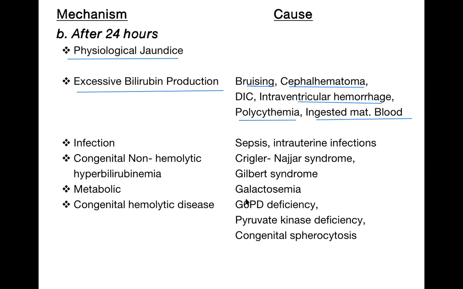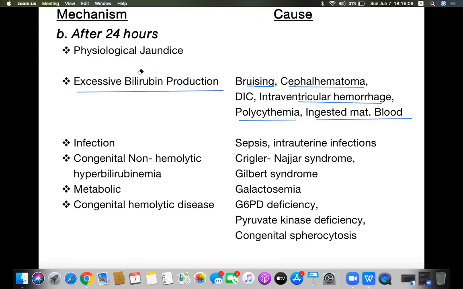Metabolic disorders like galactosemia also lead to jaundice, and some of the congenital hemolytic diseases which can lead to jaundice in the first 24 hours of life can also lead to it after 24 hours. The same conditions like G6PD deficiency, pyruvate kinase deficiency, and congenital spherocytosis. Let me erase this, otherwise it will cause a bit of a problem for us. Fine.